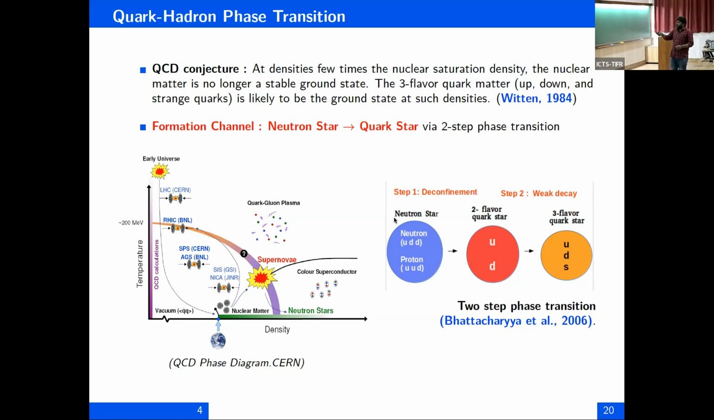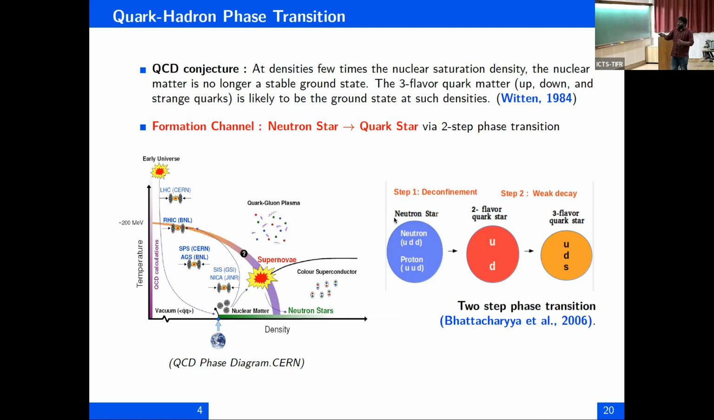After the up and down quarks have come out, since this is not the stable ground state, it has to reach up, down, and strange quarks. There will be a weak decay process. And after the weak decay, we will have up, down, and strange quarks. Once this gets formed, a neutron star becomes a stable 3-flavor quark star. So when a star makes the journey from this step to this step, we will get a quark star.